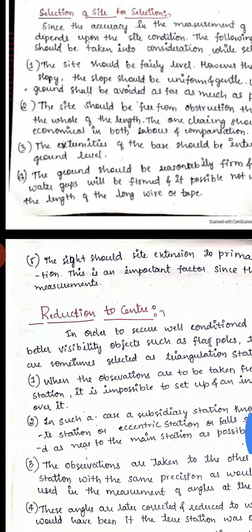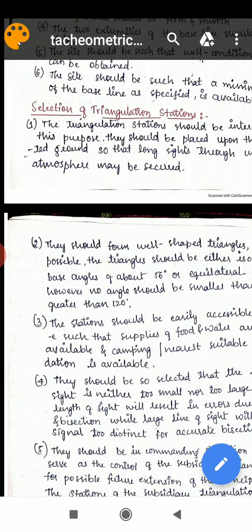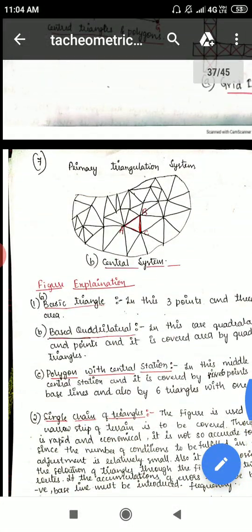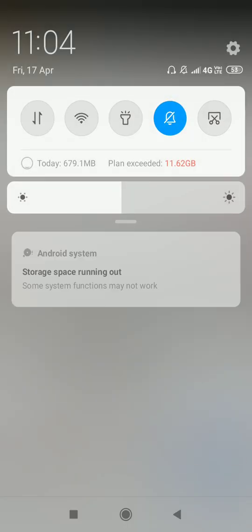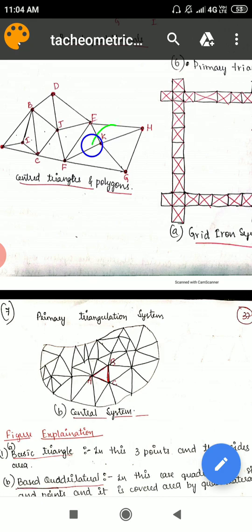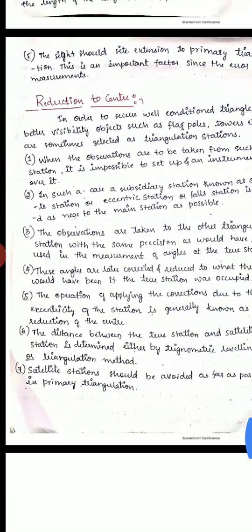See here, reduction to center means: we already know the baseline and base points, and by using these points we get the triangulation system. By using all of these, we have to do the reduction to center. So how will we do the reduction to center?